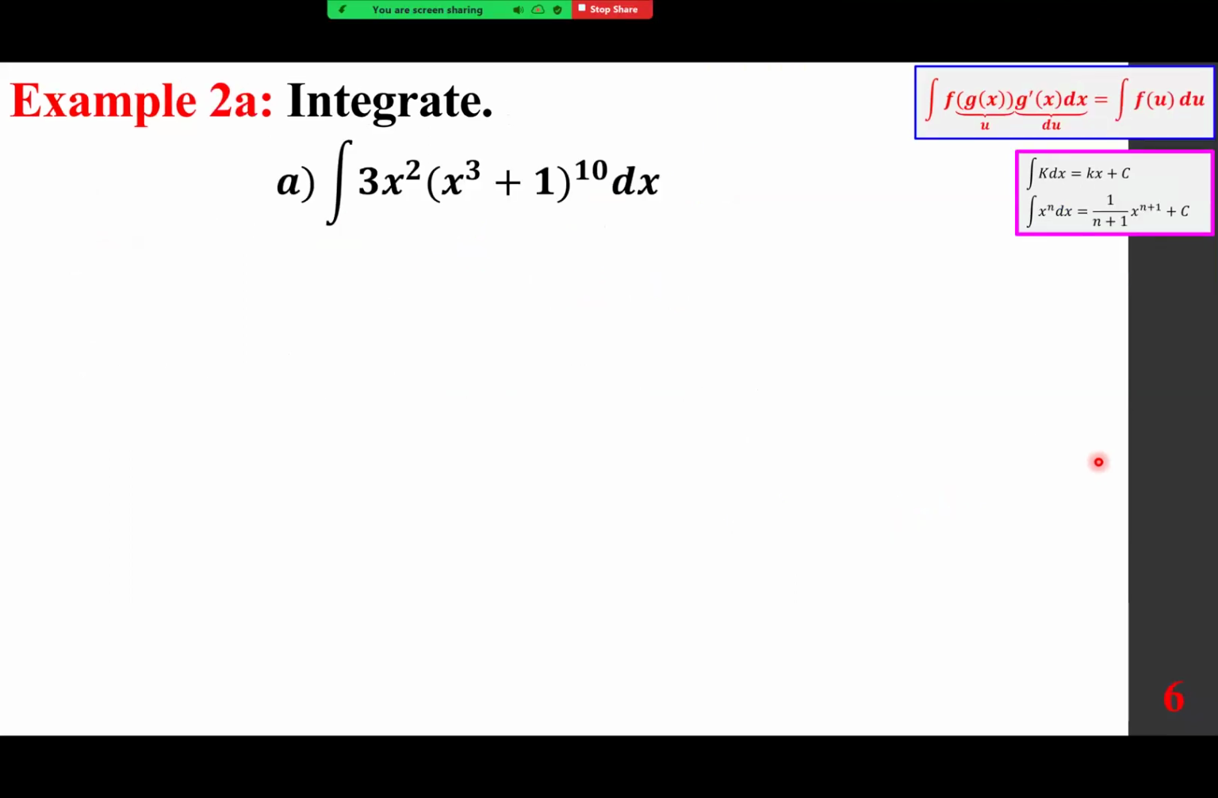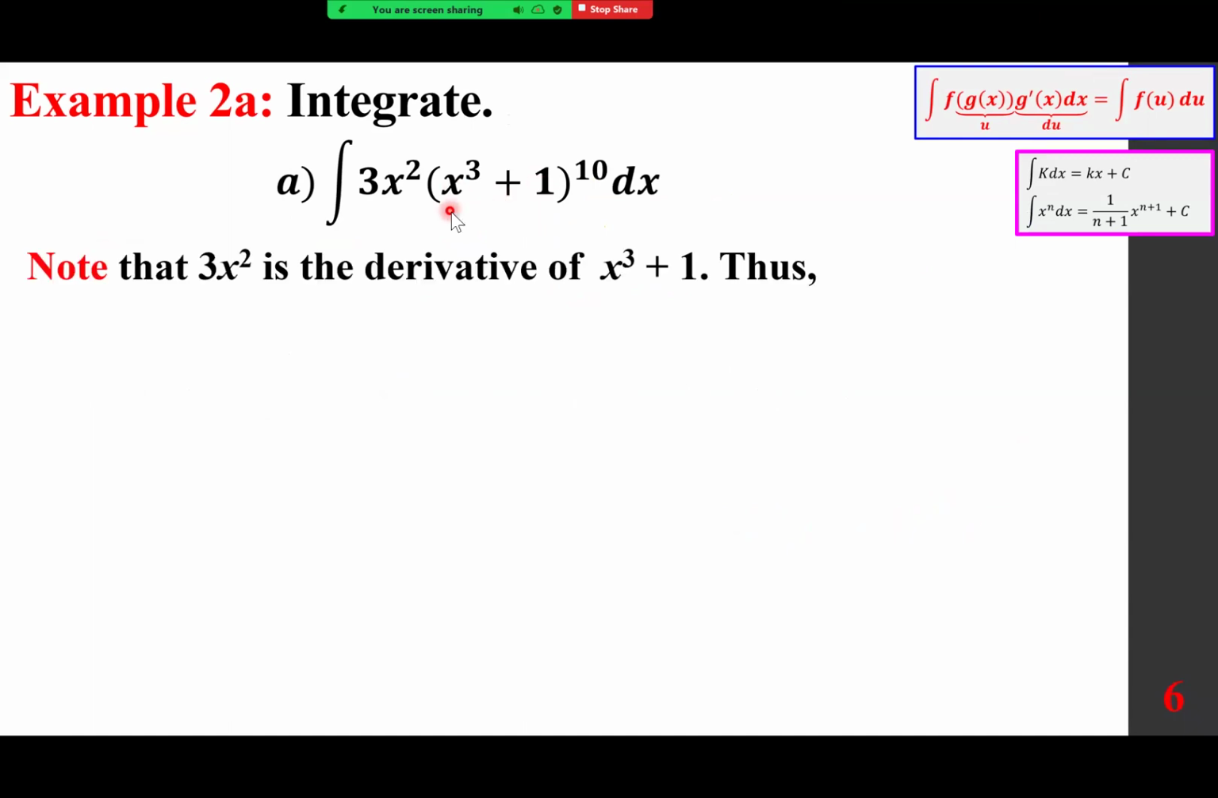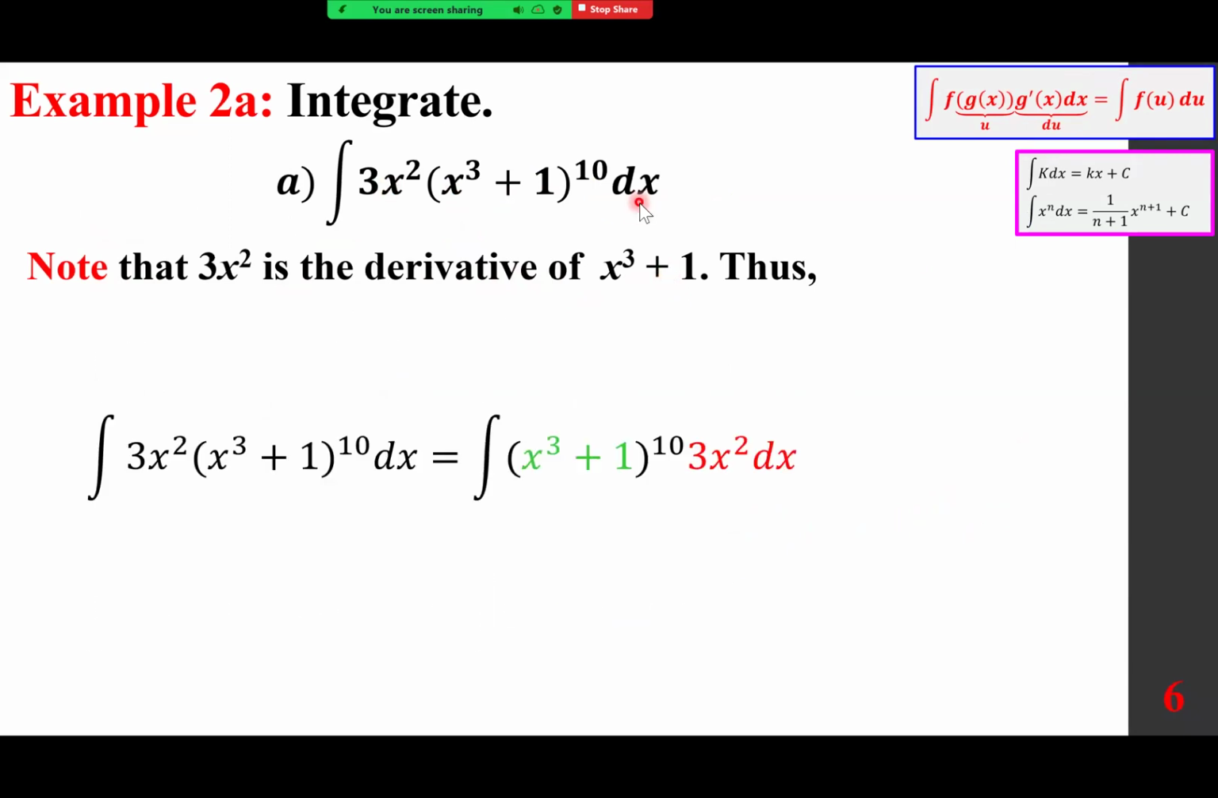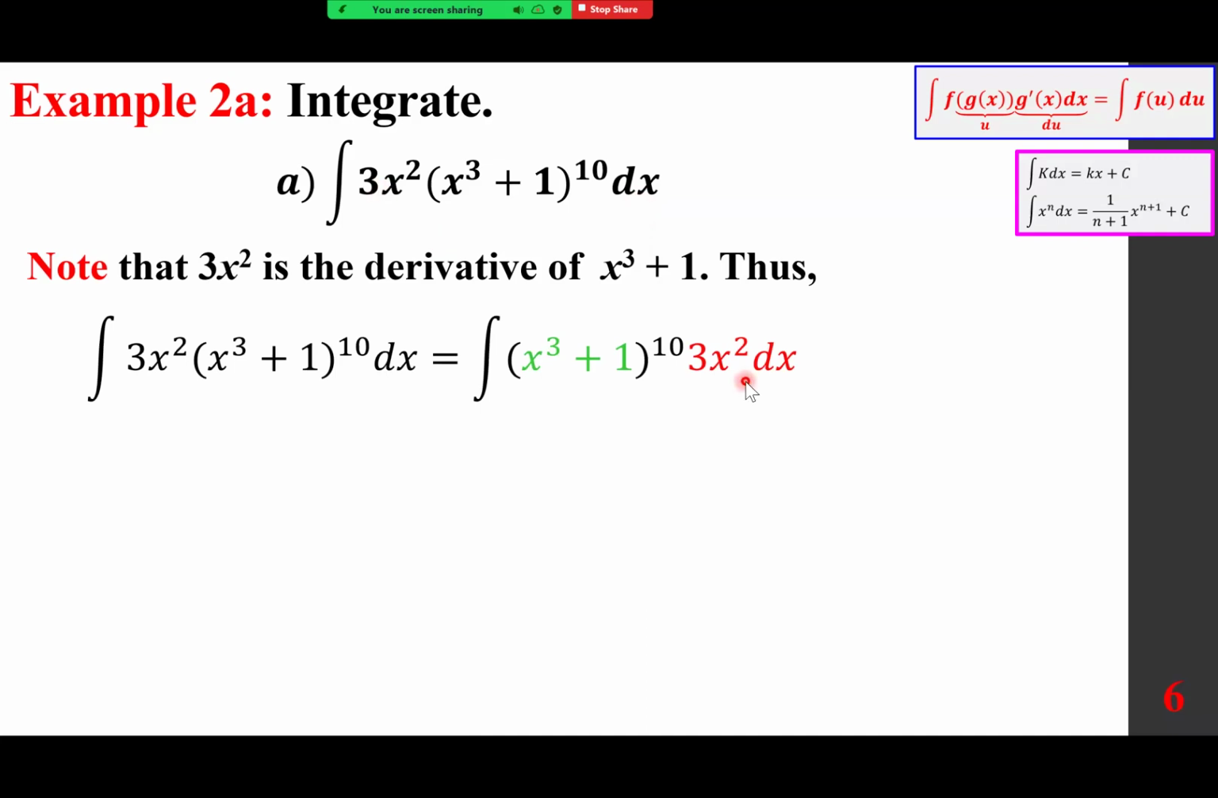Same thing here. We are dealing with a bunch of polynomials. The more complicated one is the choice of u. And you should notice that if you were to differentiate this, you get 3x squared. Therefore, note that 3x squared is the derivative of x cubed plus 1. And let's move things around. Let's put 3x squared next to dx. Now, if you choose u to be x cubed plus 1, its derivative is 3x squared. Therefore, du is 3x squared dx.